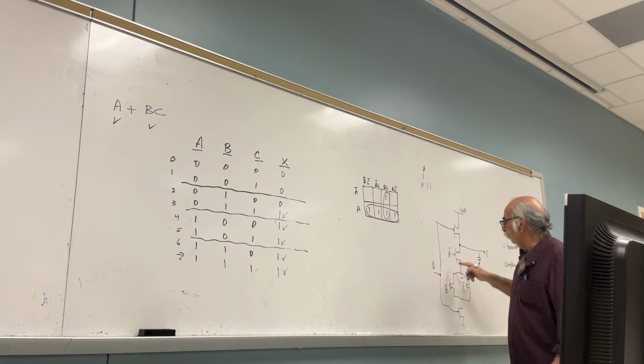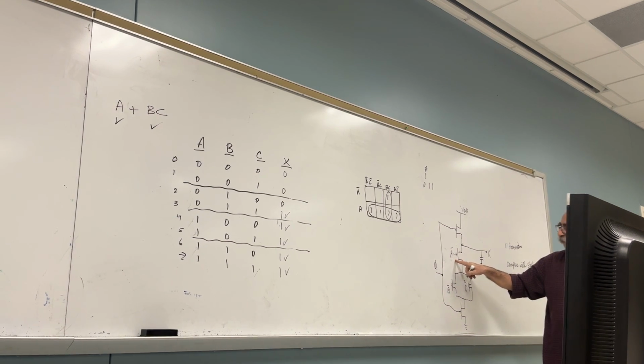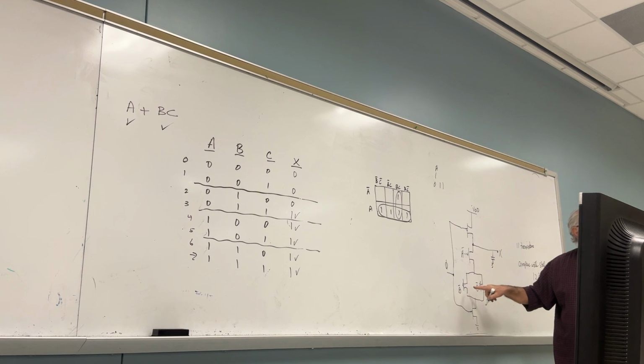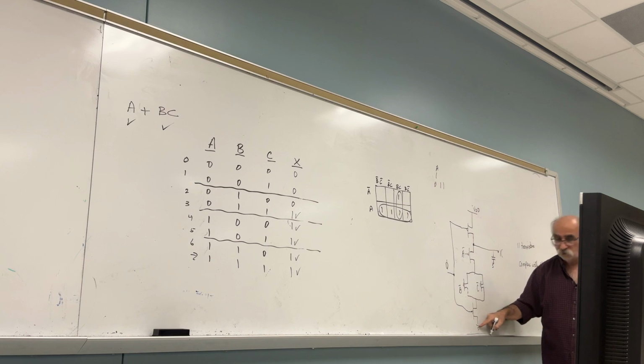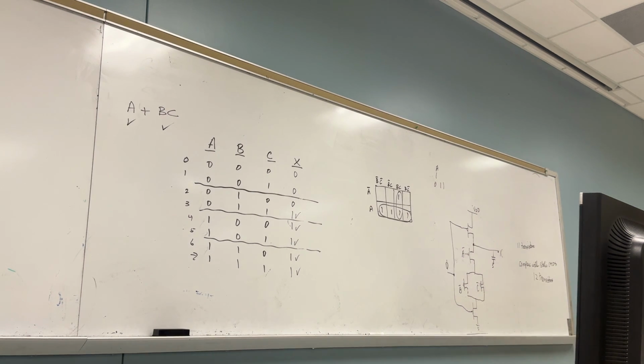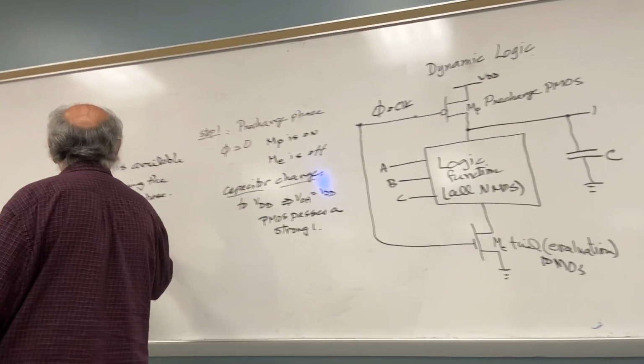A is 0, on. Yes? B is 0, on. C is what? 1, which is what? Off. But there will be a path like this. Remember, this one is on during the evaluation, which means the capacitor will discharge to what? To 0. Did you get it or not? Yes. Okay.